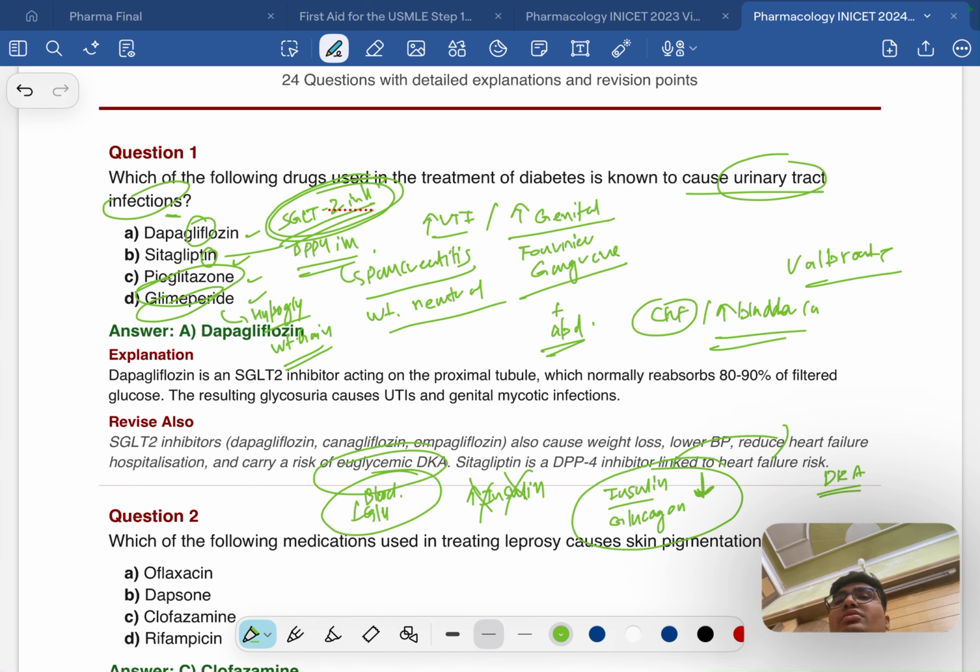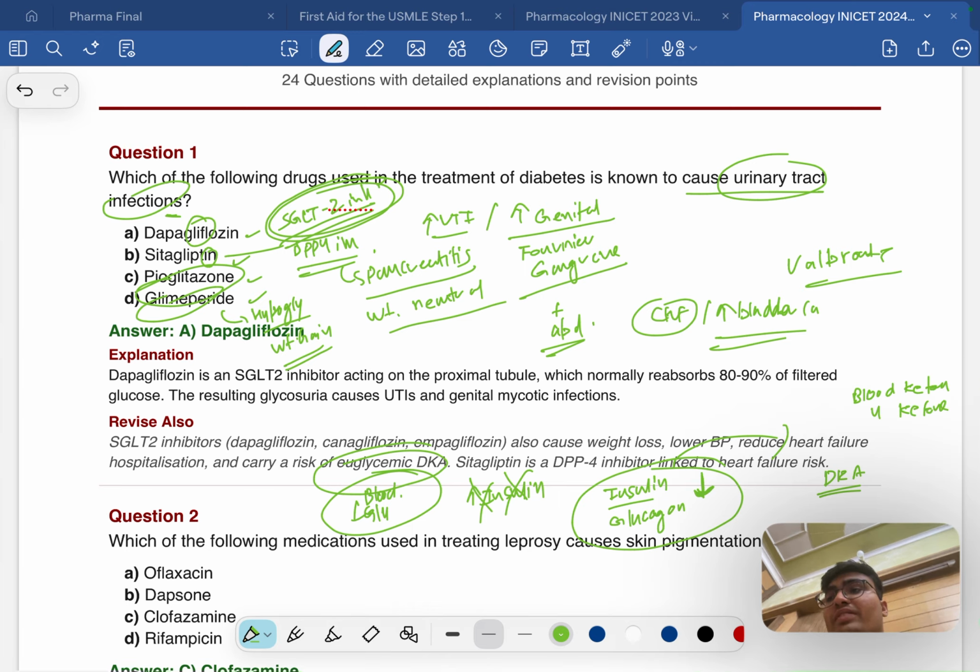So if a patient who is a diabetic presents with nausea, vomiting and abdominal pain, and the patient is on either of the gliflozins, then an important test would be to check the blood ketone levels or the urinary ketone levels, to look for the presence of ketone bodies and rule out DKA, right? So these are the important side effects related to these drugs.